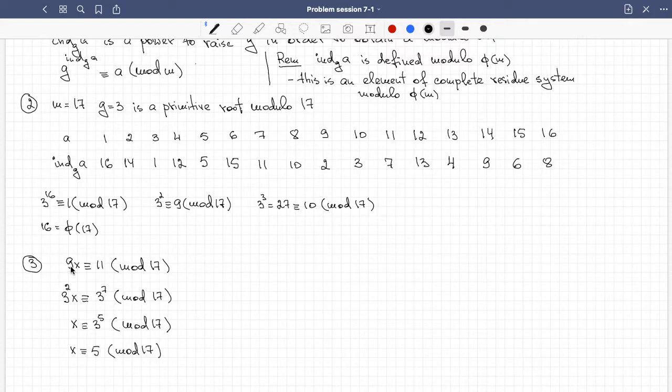We have to divide 11 by 9 modulo 17. By addition and subtraction, we now do not need to divide 11 by 9. We simply need to subtract 2 from 7. We produce the answer.